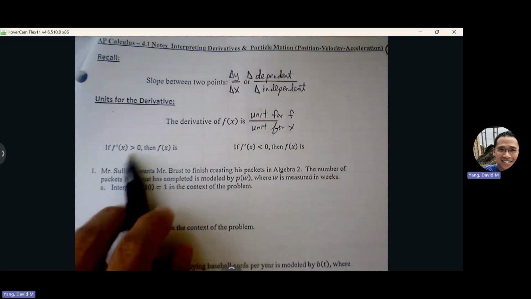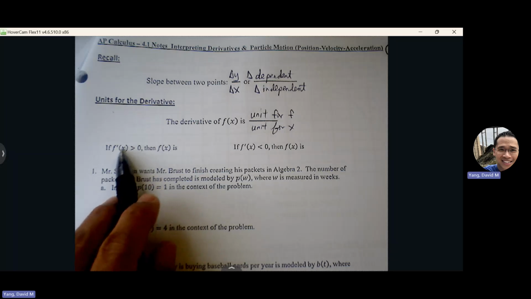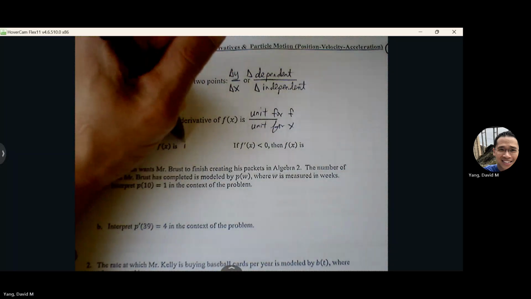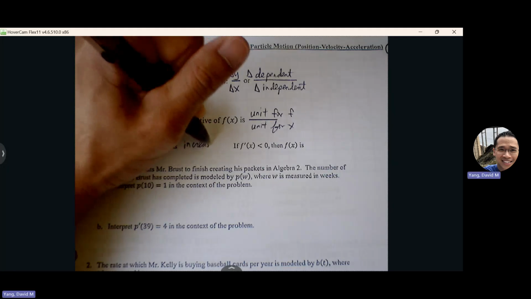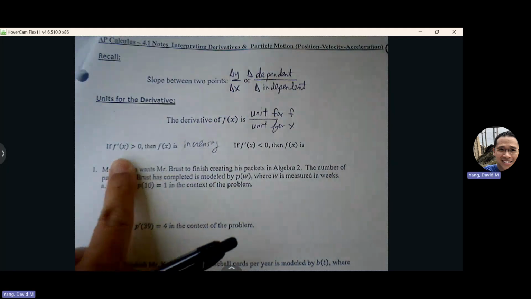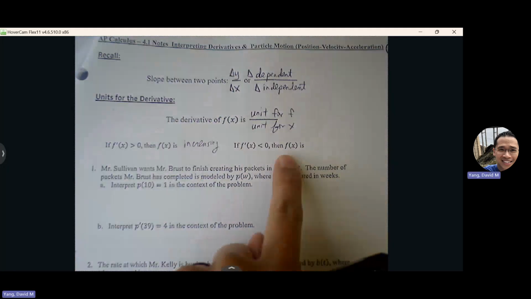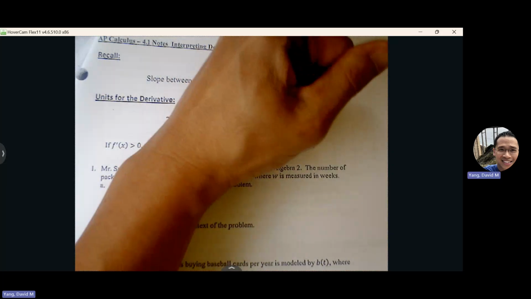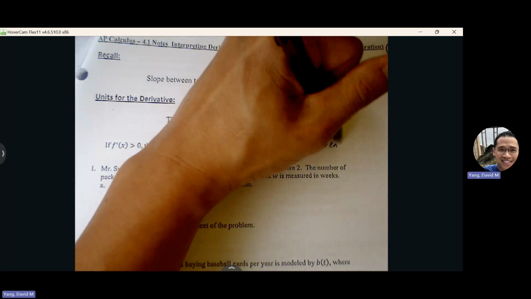If f prime is greater than 0, we know that that means my f of x is increasing. It's going to exhibit a positive slope if my f prime is greater than 0. If f prime is less than 0, then my function is going to be decreasing because my graph is going to be exhibiting a negative slope.